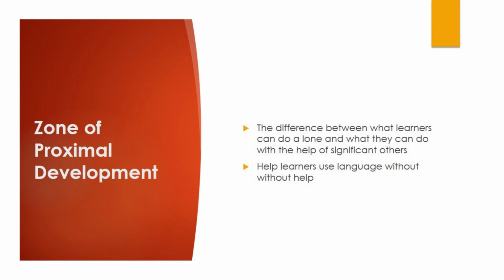The objective is to help learners move from the stage where they need help to the stage where they will no longer need the help of a significant other. A learner, for instance, can't pronounce a word alone, but with the help of her teacher, she pronounces it right. So, next time she will be able to pronounce it without the help of the teacher.